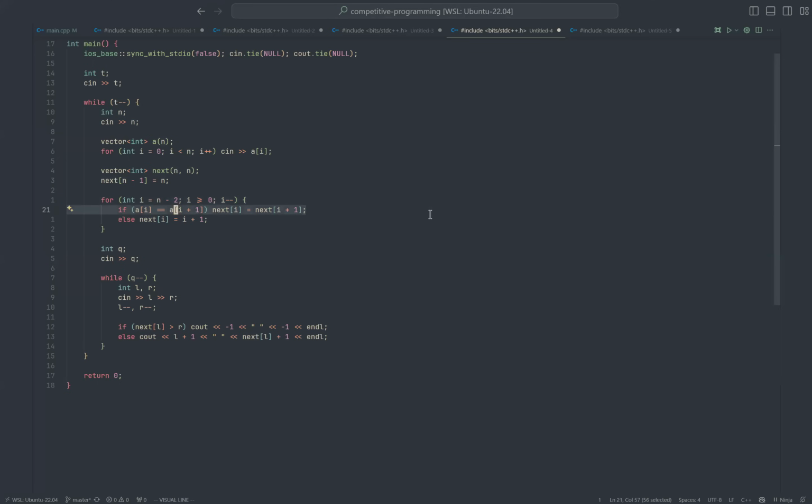If these elements are the same, then I will just say that the answer of this current index would be equal to the answer of the next index, because these two will have the same element on the right side, which is different from both of them. And if the next element is different, then the answer would be just i plus 1.